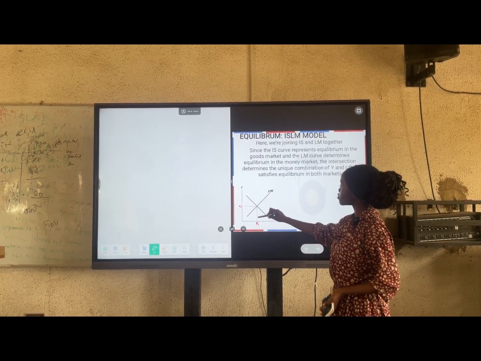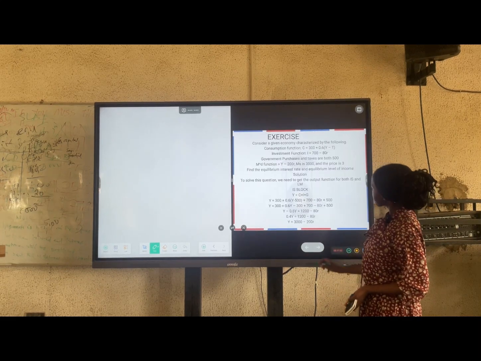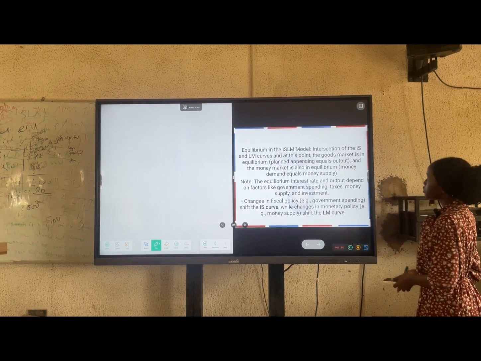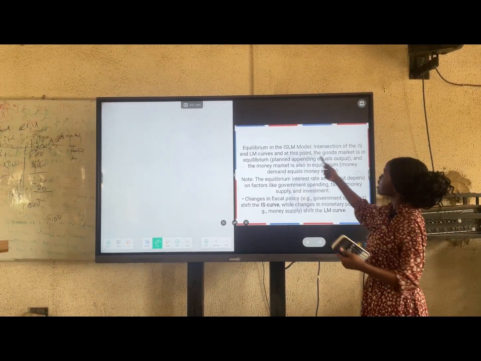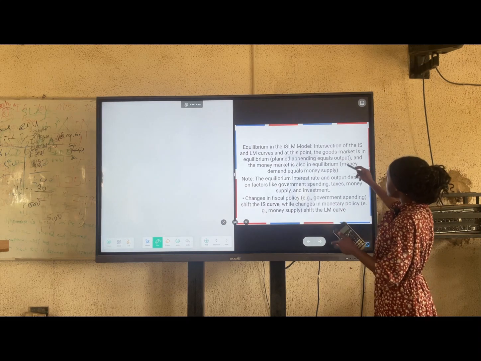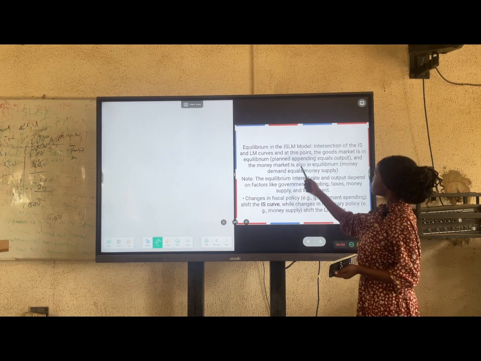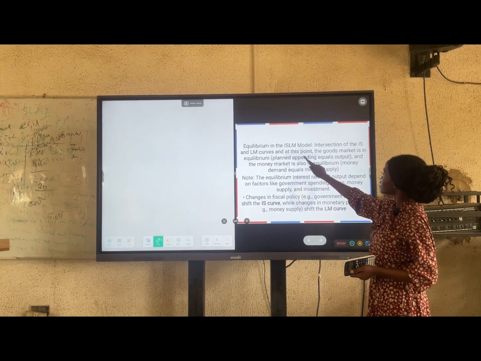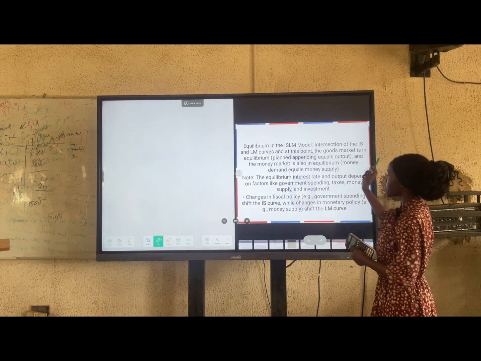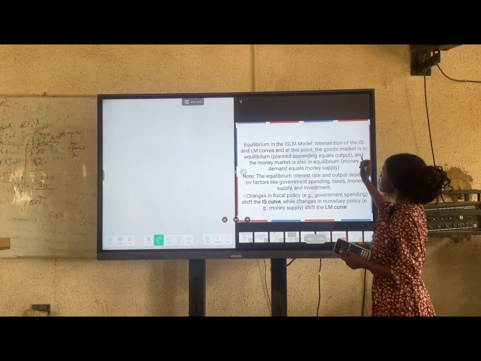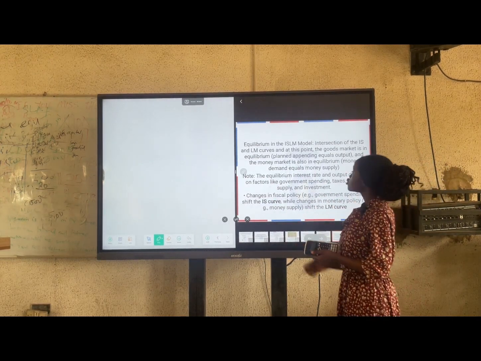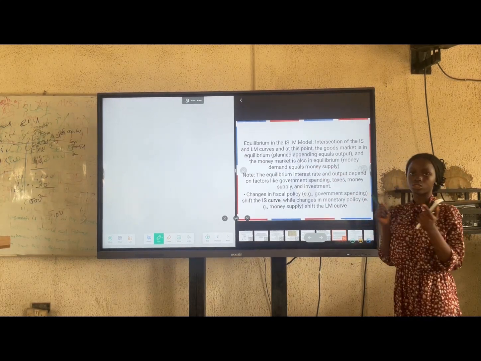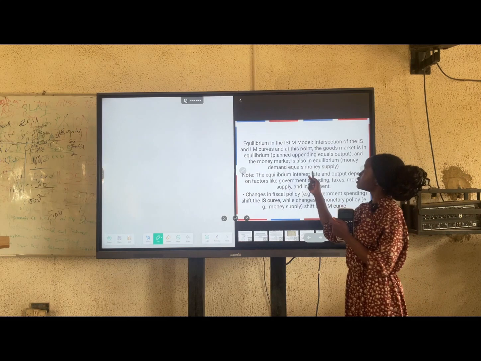So equilibrium in the IS-LM model is at the intersection of the IS and LM curves. At this point the goods market is in equilibrium, meaning planned expenditure equals output. And the money market is also in equilibrium, meaning money demand equals money supply. So we have equilibrium in the IS-LM model when planned expenditure equals output and in the money market when money demand equals money supply.